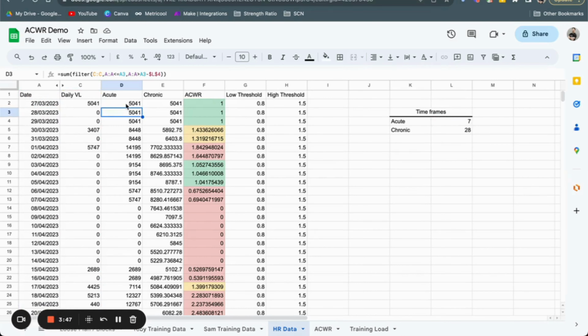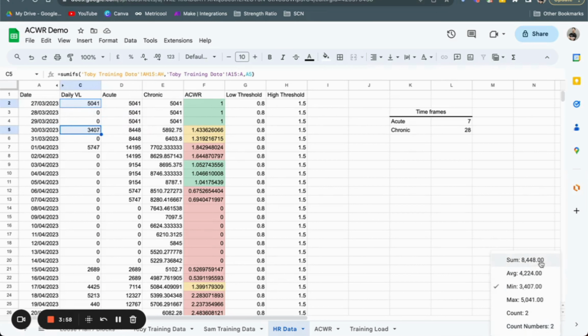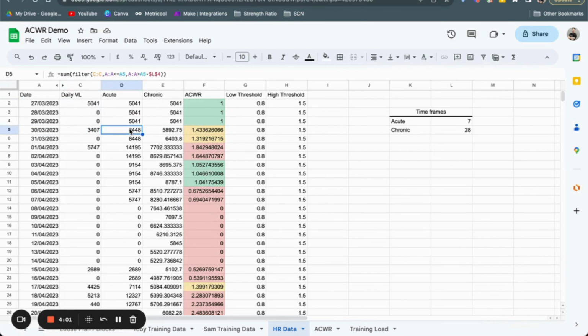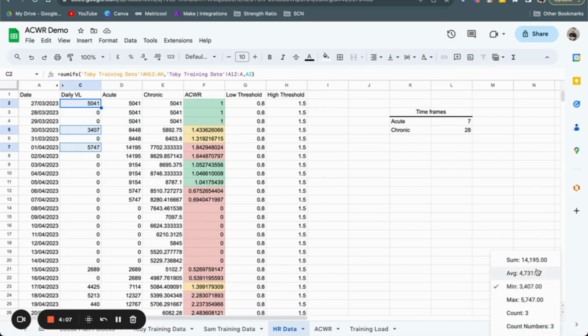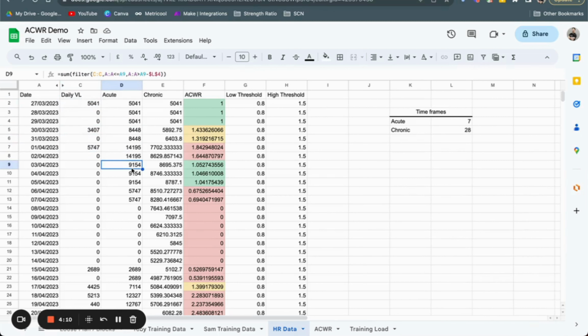I've then just repeated that formula, obviously, for each day. So you can see here, nothing before this, 5,041 add 0, so it's the same. And then we've got our second day. If I click on those two, we know that the sum's 8,448. Perfect, that's there. Then on this third day, where I've trained again, I now have 3 data points, and it's 14,000. Now, as you can see here, it goes back down to 9,100, and that is because the 7 days prior, so today, 1, 2, 3, 4, 5, 6, 7, it now no longer includes that first data point.